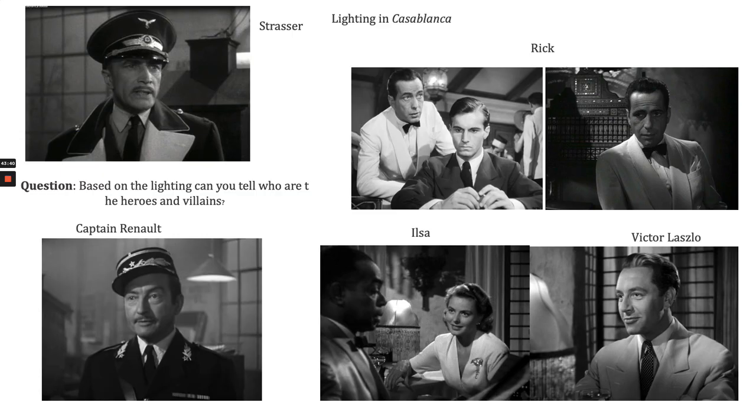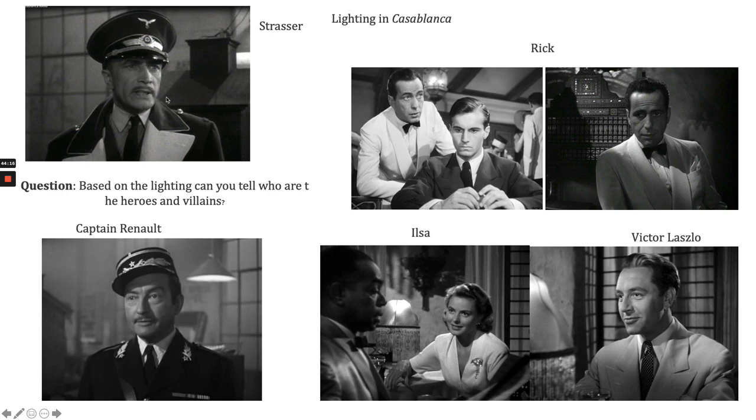But as we think about how lighting is used, we're going to end this semester by taking a look at Casablanca. And so I'm going to kind of introduce some of these elements to you. I want you to think about the lighting and how we can use it to interpret information, right? Based on the lighting, can you tell who the heroes and who the villains are within this particular film? And so we take a look at, I think his name is General Strasser. I think he's a general. As we take a look at him, is he a bad guy or a good guy? As we take a look at Captain Renault, is he a bad guy or a good guy?